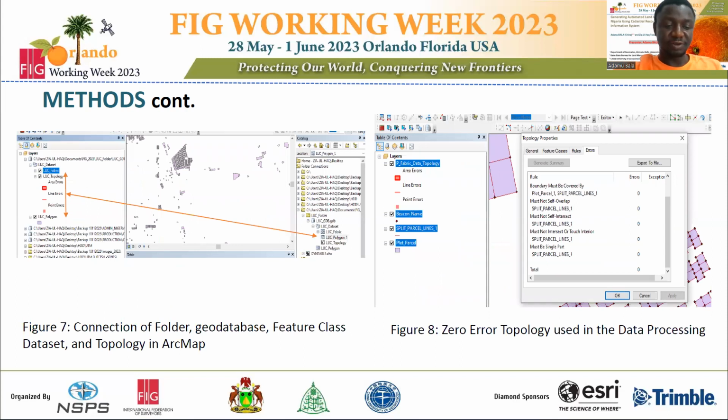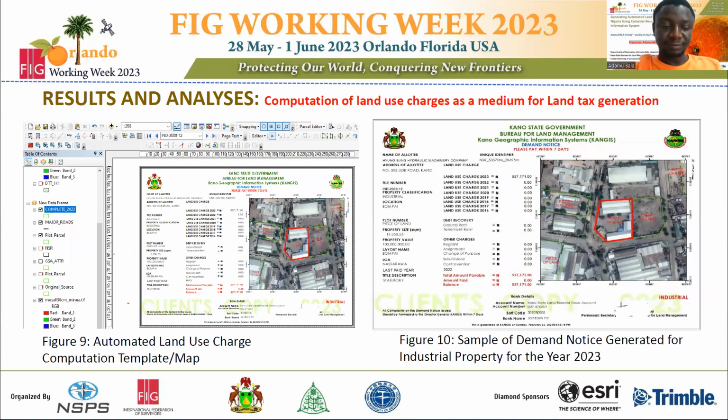Figure 7 shows the connection of folder, geodatabase, feature class, dataset, and topology, which were done in ArcGIS. Whereas figure 8 shows the zero error topology in the data processing, because topology has to do with the relationship between one parcel and the other. So we have to make sure that topology errors were avoided.